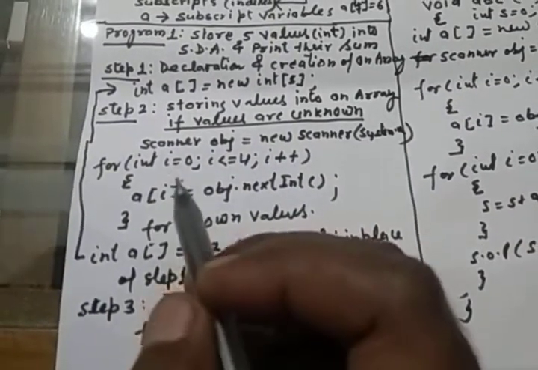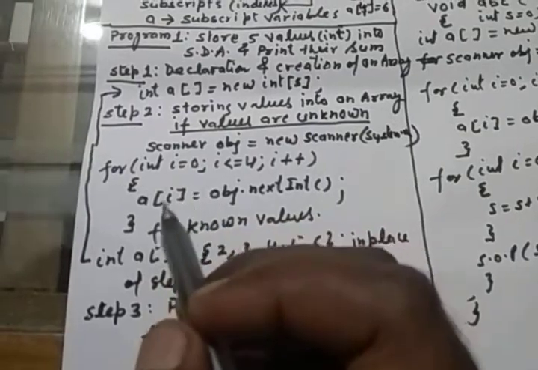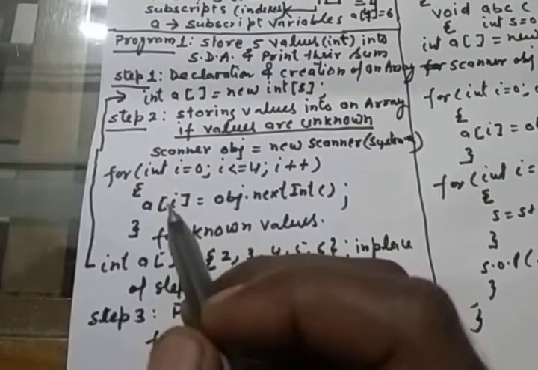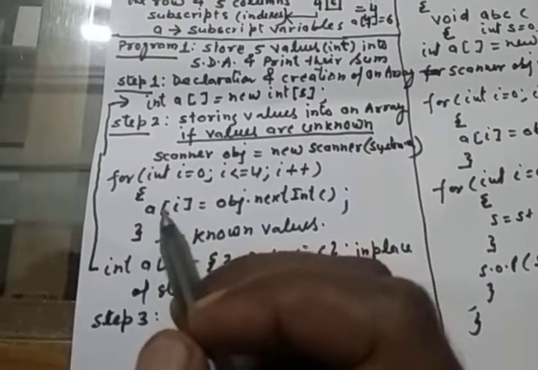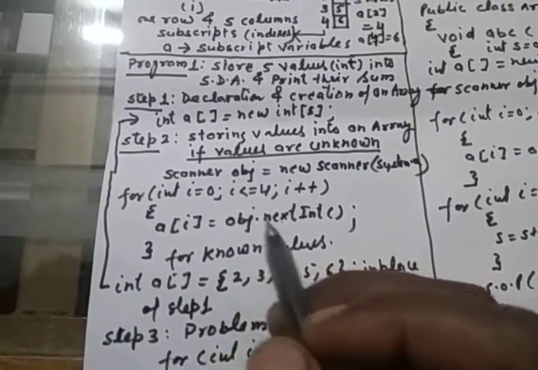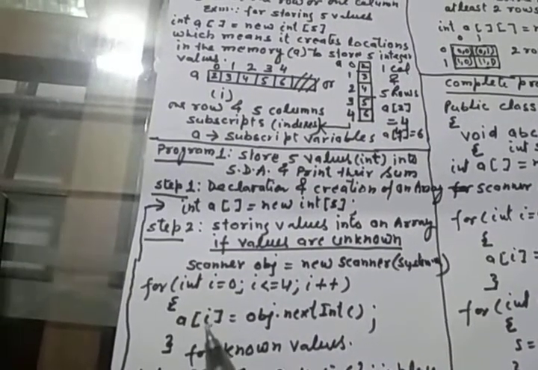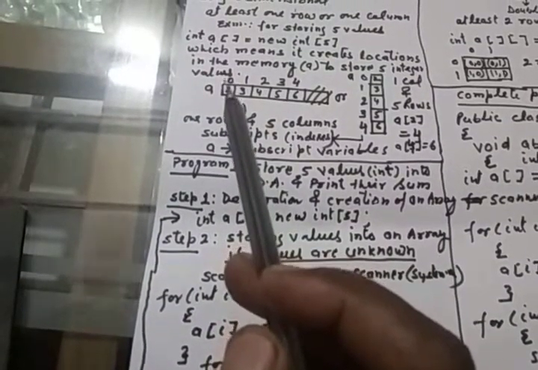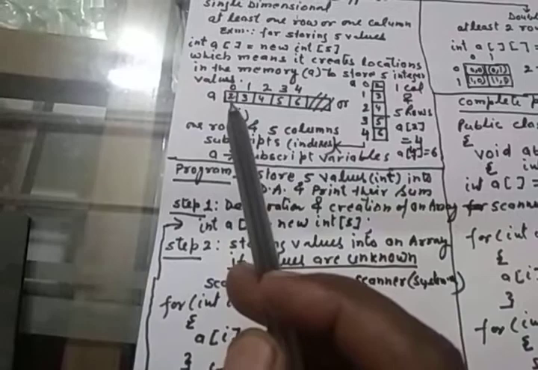So what will happen here? The value of I is equal to 0. So a[0] means it is asking for a value for array A for which location? 0 location. Whatever the value will be inputted through the keyboard. Suppose 2 has been inputted through the keyboard for the 0 location of array A. 0 location of array A means I am talking about this location. If the user is inputting 2, then 2 will be stored in such a way here.